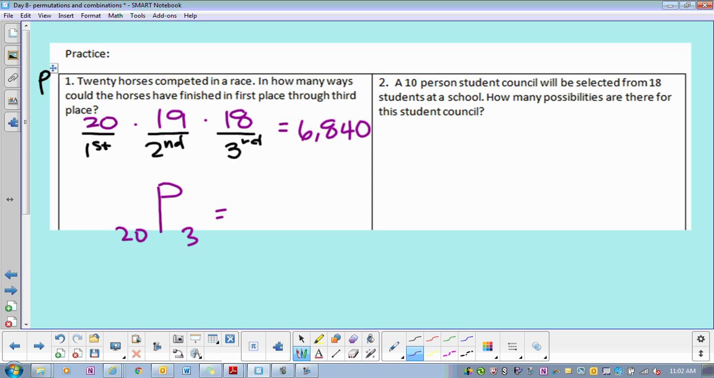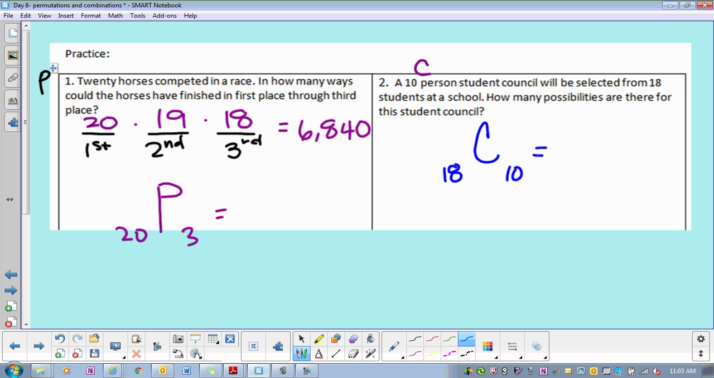So look at number 2. A 10-person student council will be selected from 18 students at a school. How many possibilities are there for this student council? Is it P or C? C? Order doesn't matter, right? The 10 people I'm going to choose from 18, it doesn't matter. They're all in the student council. So this is C. So that'll be 18, I'm going to choose 10.